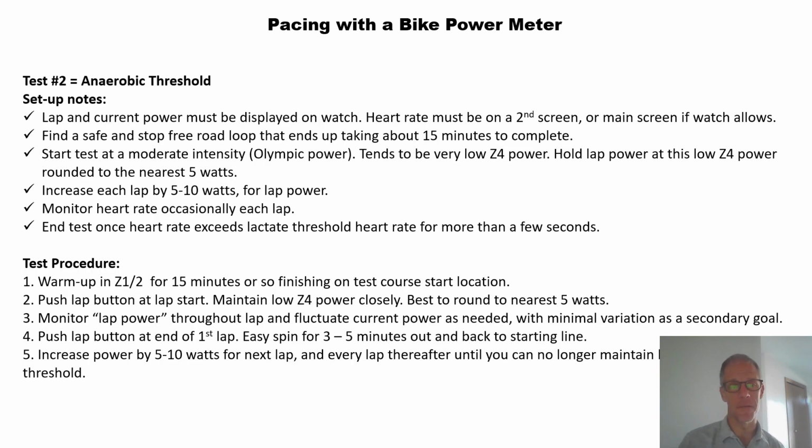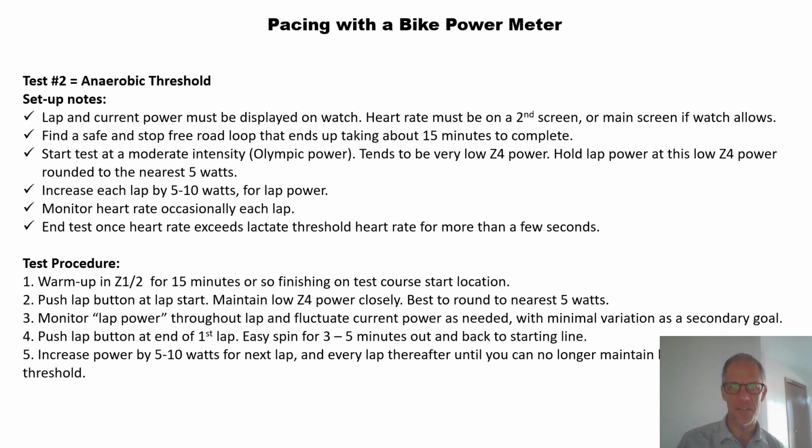So what I did, and I felt it was helpful, I think it's something that any one of you can do for a zone 4 workout, is the anaerobic threshold test. So here are the setup notes for this one. Lap and current power must be displayed on the watch or the bike computer. Heart rate must be on a second screen, or the main screen if the watch or the bike computer allows.